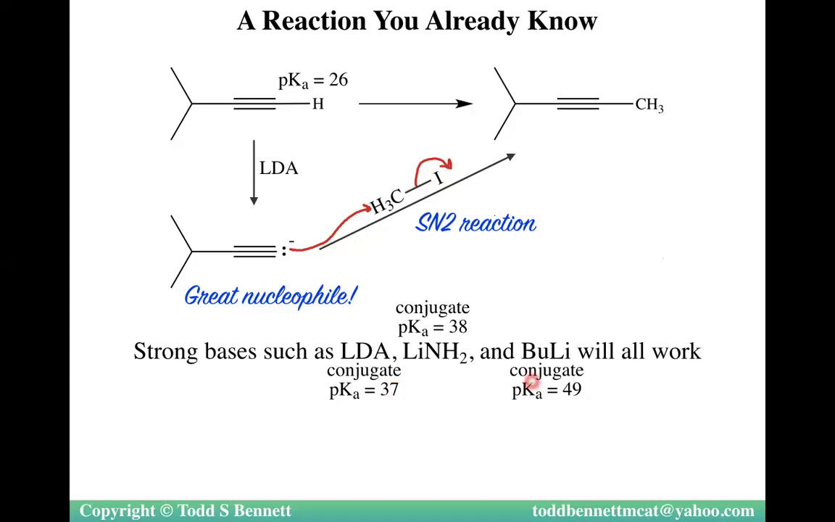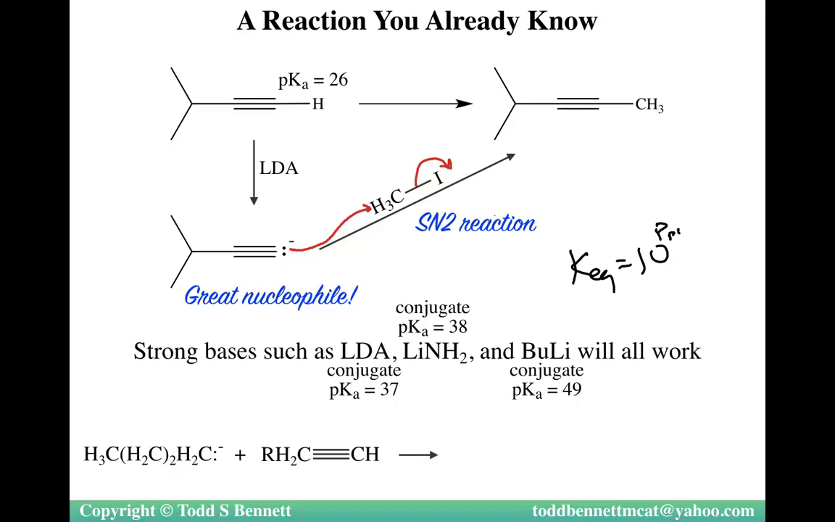Every one of these pKa's is greater than this, so if it's a weaker conjugate acid, then it's going to be a stronger base than this, so the equilibrium will lie in the forward direction. So if, well, actually written here, if I choose butyl lithium with a pKa of conjugate acid pKa 49, and this one 26, if you remember, the K is equal to 10 to the product pKa minus the reactant pKa.